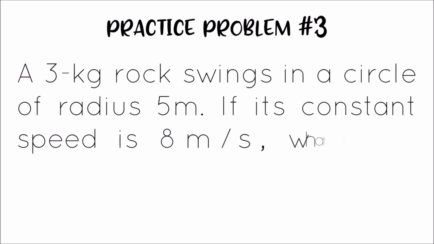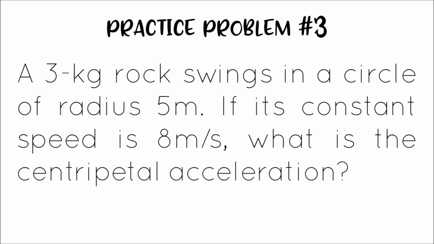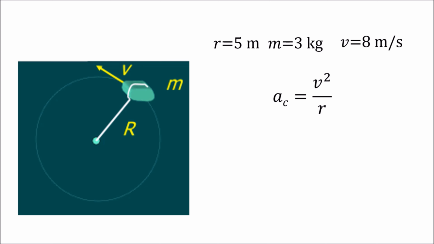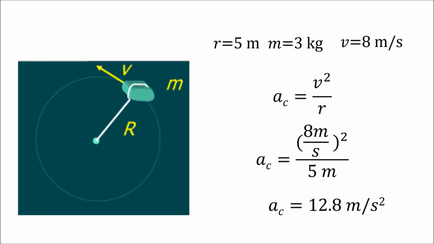A 3 kilogram rock swings in a circle of radius 5 meters. If its constant speed is 8 meters per second, what is the centripetal acceleration? First, we need to illustrate the problem to better understand it. Next, we need to state the given. Radius is equal to 5 meters, mass is equal to 3 kilograms, and velocity is equal to 8 meters per second. Next, we need to state the formula for the centripetal acceleration, which is velocity squared all over radius. Then substituting the values into the formula, we will have the centripetal acceleration, which is 12.8 meters per second squared.